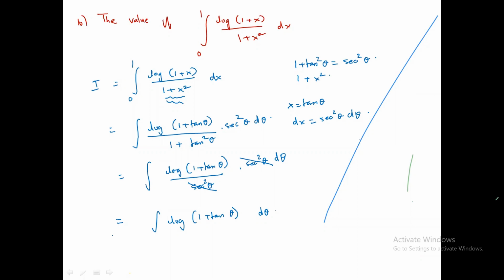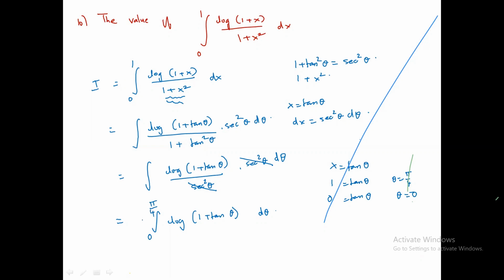I will do one thing. I will change the boundaries. Because I have taken x equal to tan theta, when x is 1, what is theta? And when x is 0? So tan theta is 1, tan theta is 0. That means theta is pi over 4, theta is 0. So for theta, the boundaries are 0 to pi over 4.